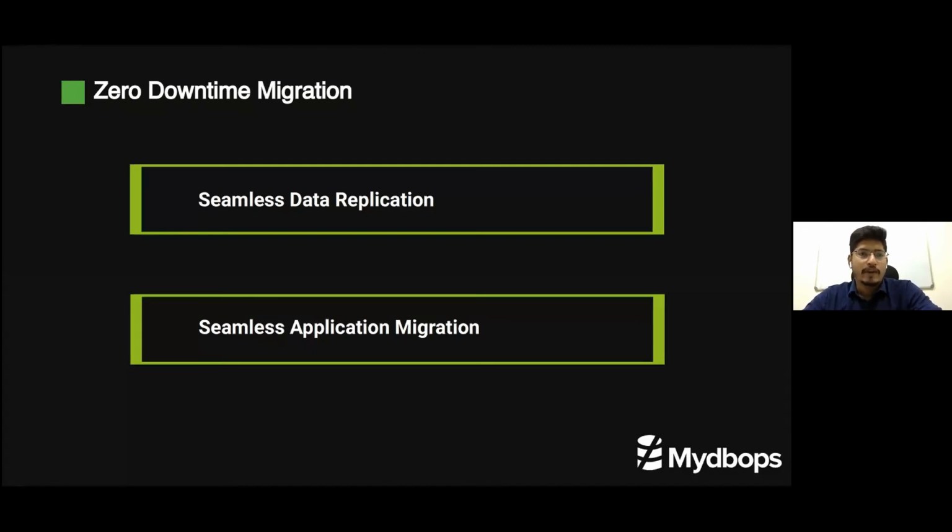So to perform a zero downtime migration, there are two important items we need to focus on. The first item is seamless data replication, and the second one is seamless application migration. When I say seamless data replication, considering your 5.6 as a source, you need to seamlessly replicate all the data and upcoming writes to the destination, which is the MySQL 8.0 group replication cluster. Once that is set up, we need to seamlessly migrate the application without any downtime.